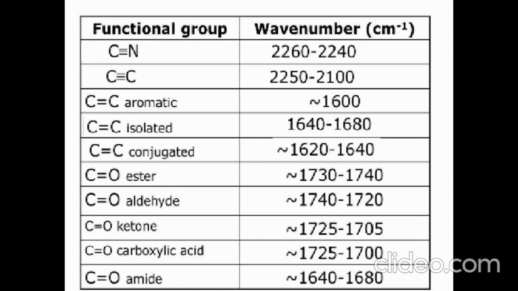The higher value goes to the asymmetric or antisymmetric stretching, meaning near about 1800 centimeter inverse. The peak which appears for the anhydride C double bond O near 1800 is due to the antisymmetric stretching, and the one near about 1750 centimeter inverse, which appears for the anhydride functional group, is due to the symmetric stretching.